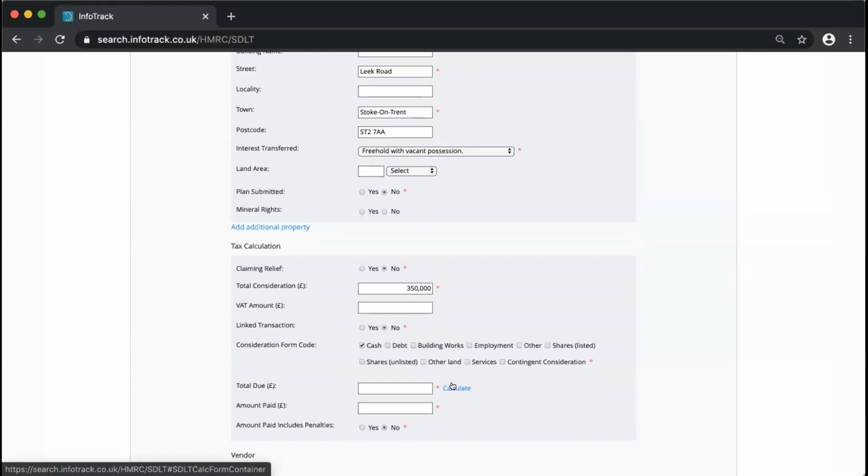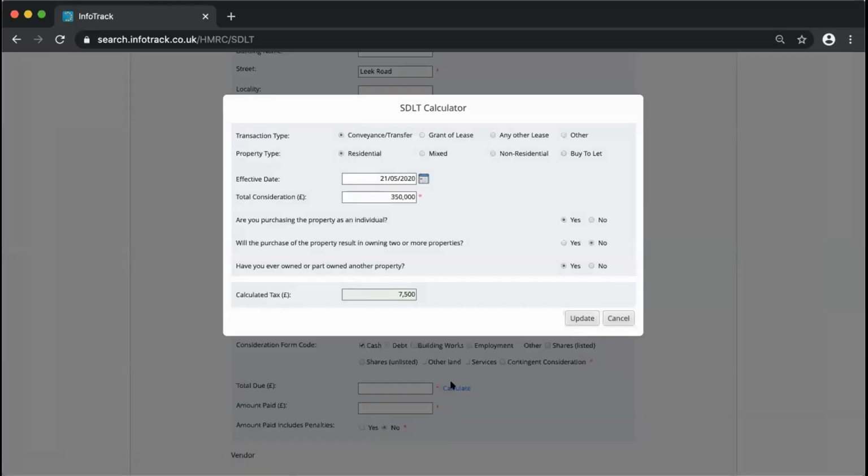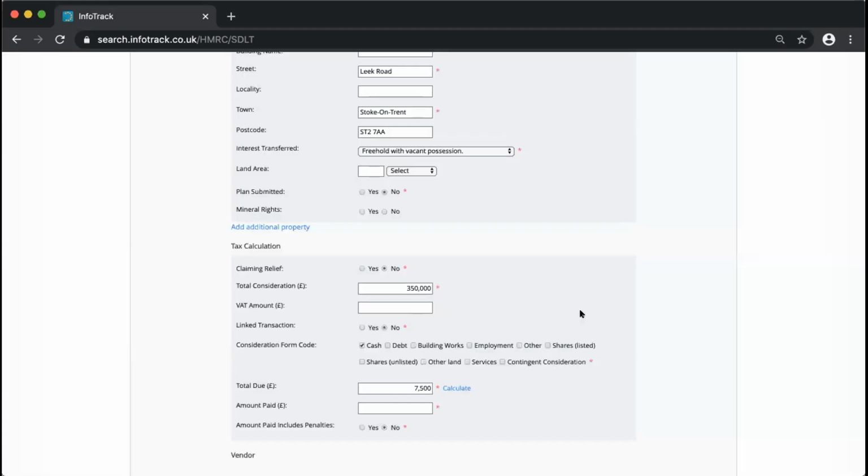So at this point, we do pull up a calculator, which is the equivalent to that at HMRC, but reactive with the form in the background. So as we see here, we've got the consideration, we've got the transaction type, which we selected previously, the property type also selected, and additional questions to help you calculate the tax on this transaction. As you can see, the tax has been calculated just at the bottom. By clicking update, we can populate this back into the form.